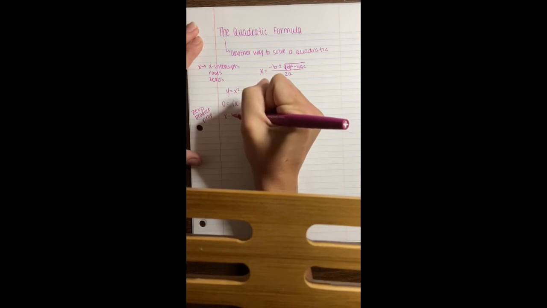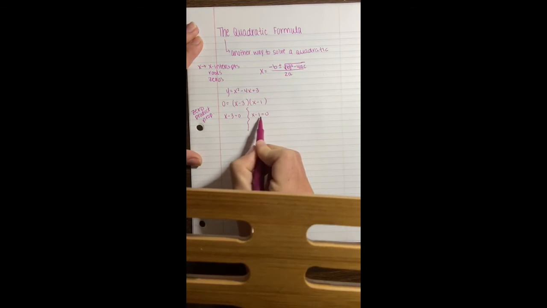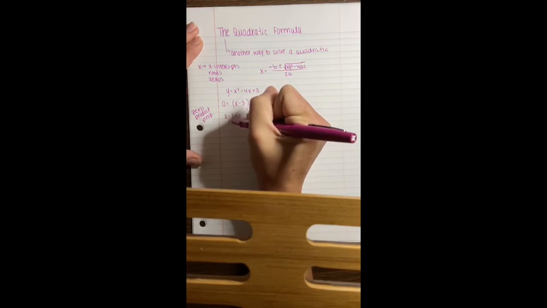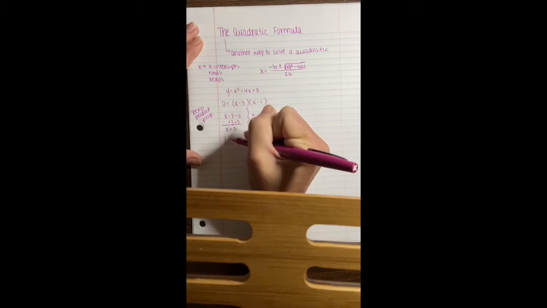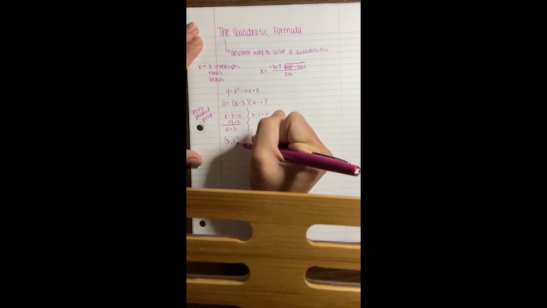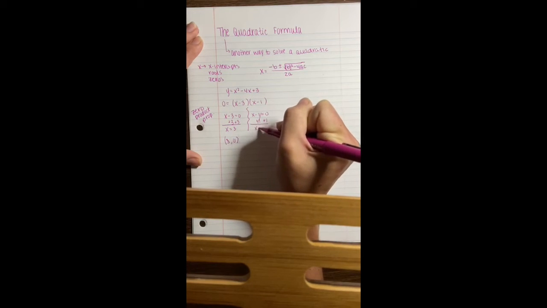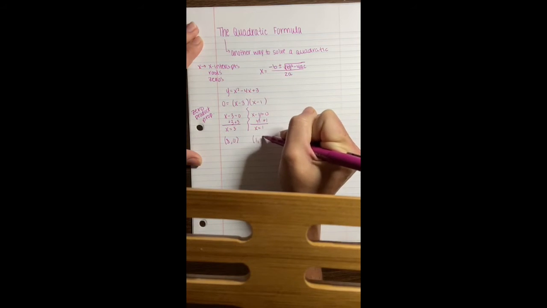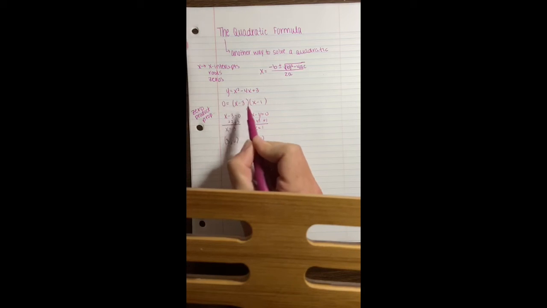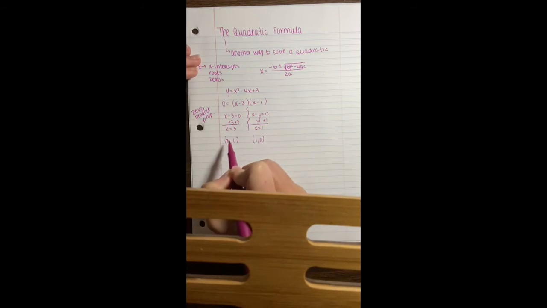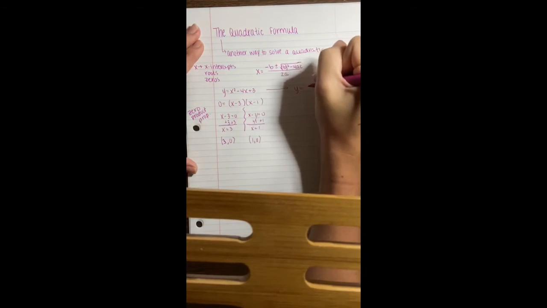We would end up with x minus 3 is equal to 0, x minus 1 is equal to 0. This part is using your zero product property. We would add 3 to both sides. This would give us x equals 3, giving me one x-intercept of (3, 0). Over here, I'm going to add 1 to both sides, giving me x equals 1, giving me another x-intercept of (1, 0). Okay, so this is how we would solve this normally, by factoring, using our zero product property, and getting those two x-intercepts.